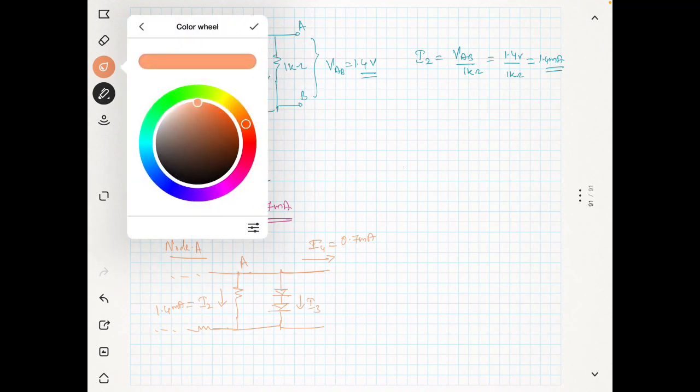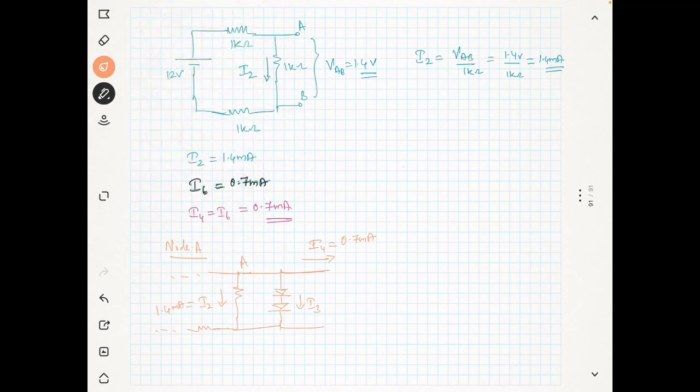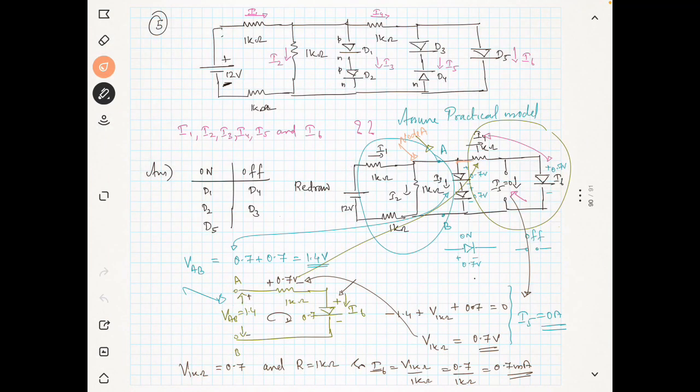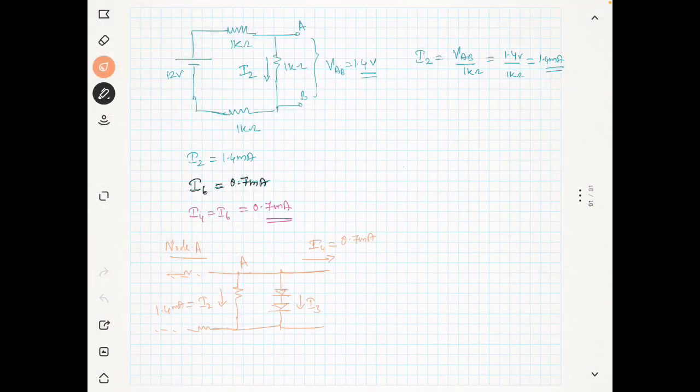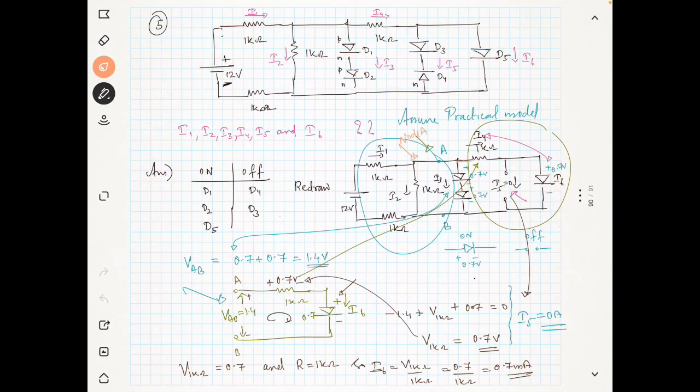Before that, I will draw the other part of the circuit also, that's better. Without that it is difficult to solve. So this is 1 kilo ohm, and this is 12 volt. Since you can see this current is I1, the current going back into the supply is also I1. Now the voltage across this resistance we have already found out as 1.4 volt.